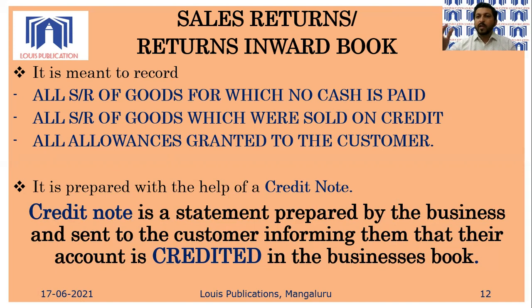So when we are giving a credit note, we are telling that customer that his account has been credited in the business's book. Both debit note and credit note, remember, are prepared by the business. A debit note informs the supplier that his account is debited in the business's book, and a credit note informs the customer that their account is credited in our books. So that is the meaning.